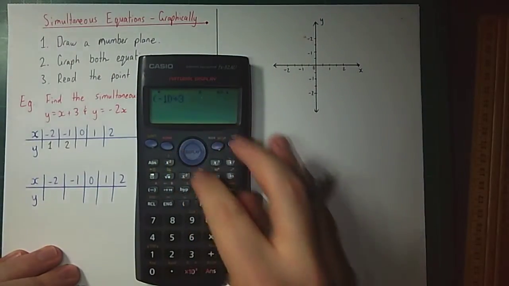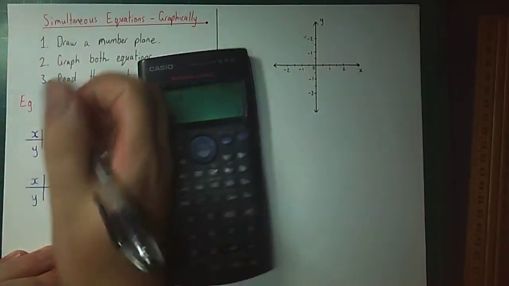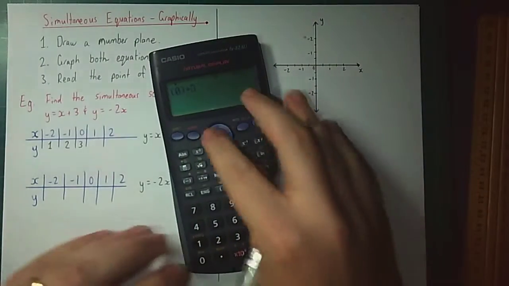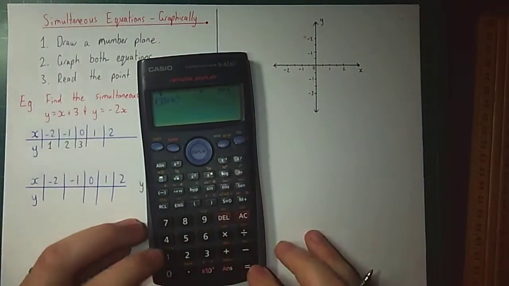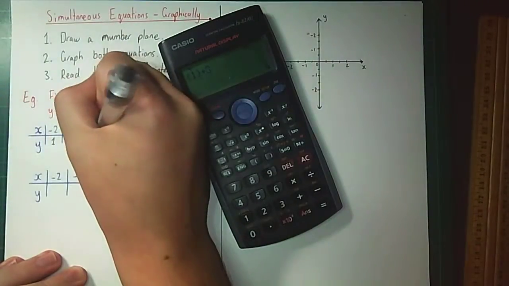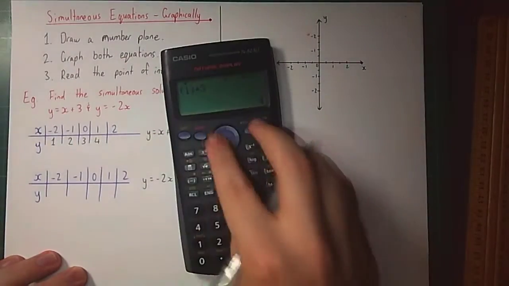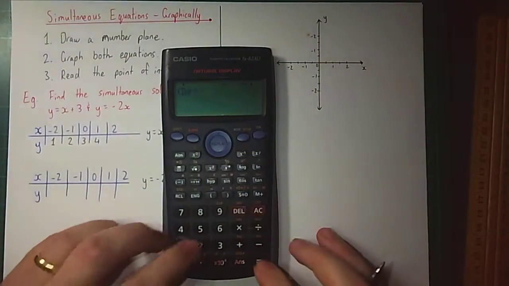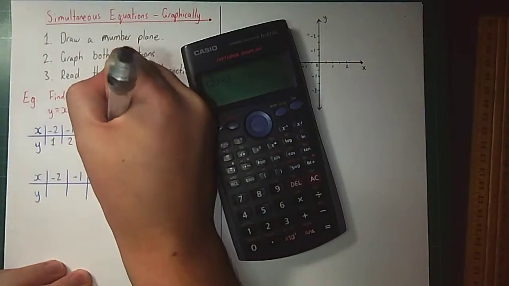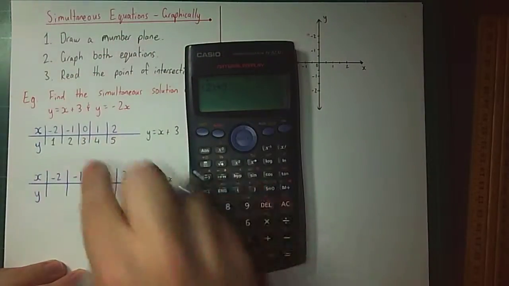Go back in, change it to 0. We get 3. Change it to 1. We get 4. And go back in, change it to 2, and we'll get 5. So that's what we get for our first one.